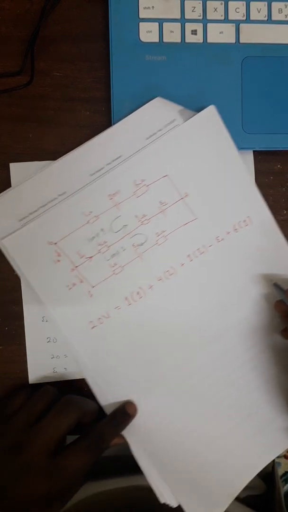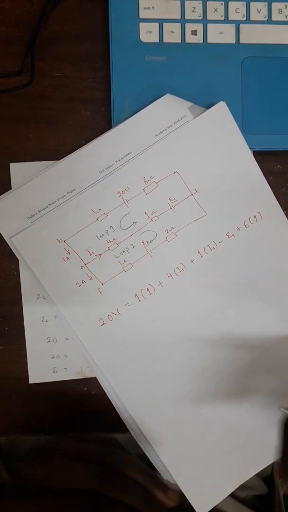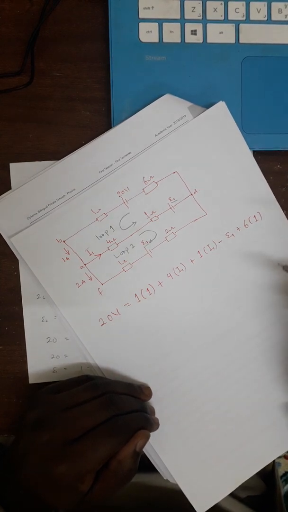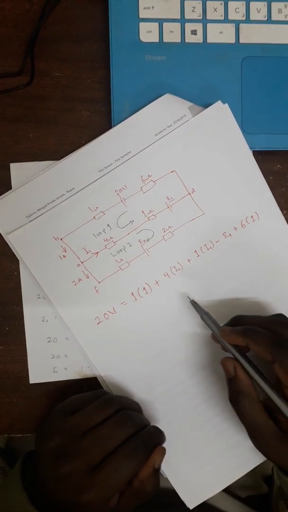Are we following? Okay. Now, I can easily solve this question. But let me write another equation because I have 2 unknowns here. I have I1 and I have E1. So I cannot solve this without writing another equation. So let me take the second loop.